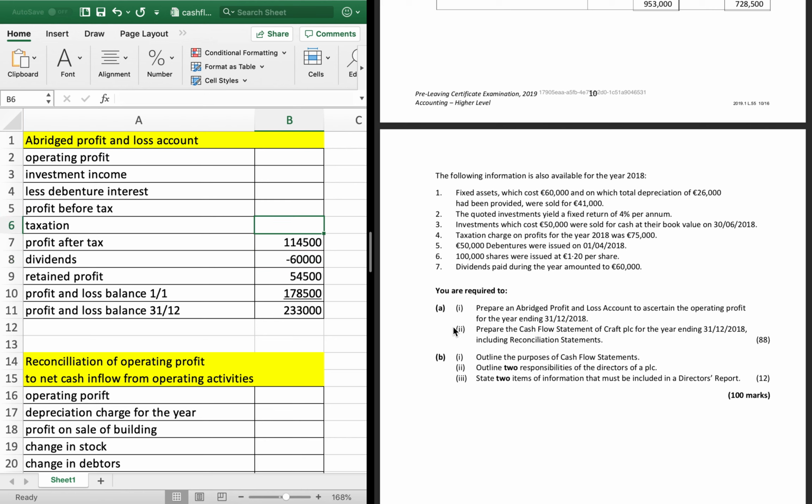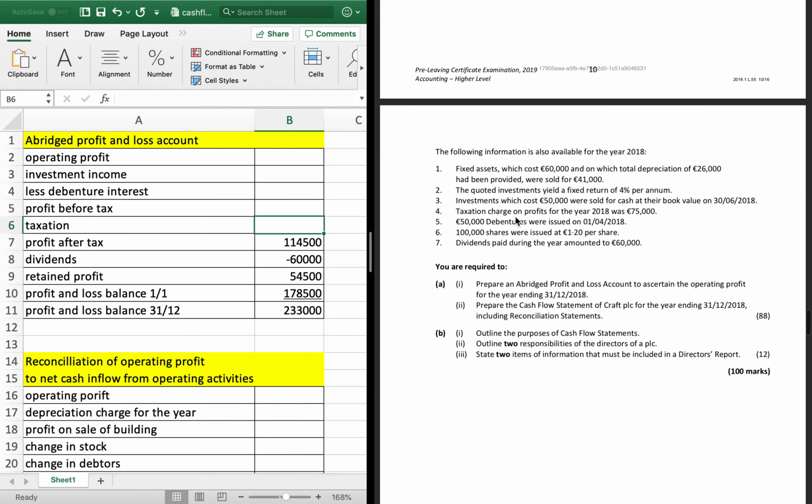Your taxation then. Taxation charge on profits for the year was 75,000. Again, that's straightforward. Some number minus 75,000 is 114.5. So if you add it back on, that'll be 189,500.